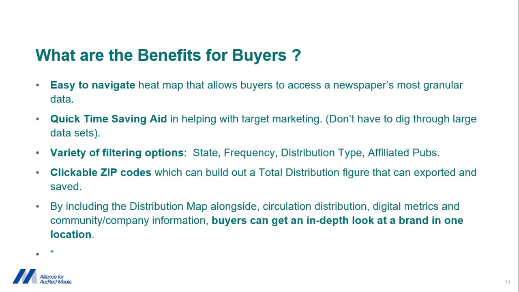There's going to be a variety of filtering options. You can filter by state, frequency, distribution type, affiliate of pubs. And it's clickable zips. When you select particular zip codes you want, you can hover over them and it's going to tell you what the total distribution is and that household percent. Basically, it's a one-stop shop, quick and easy for you to look at.